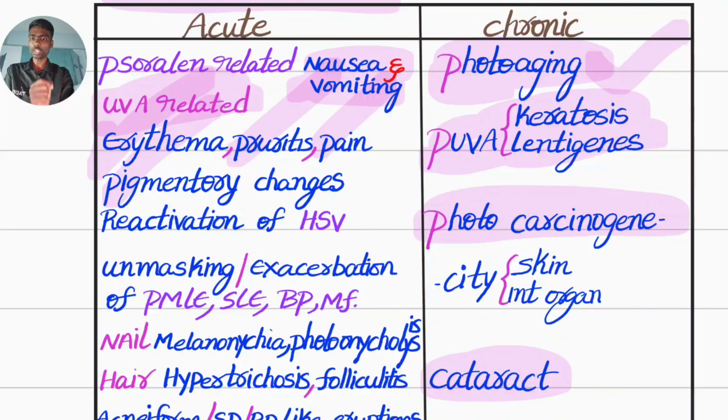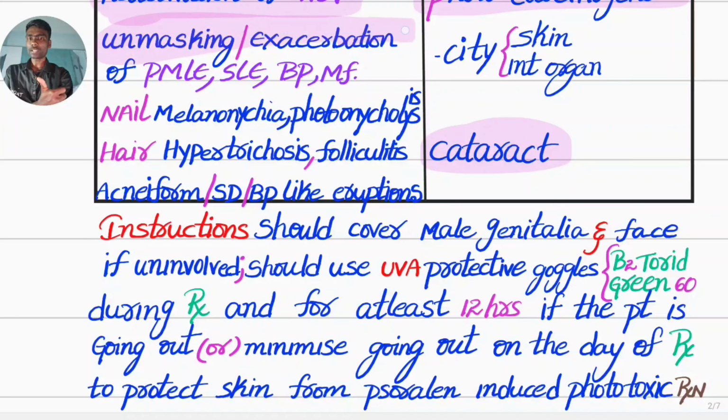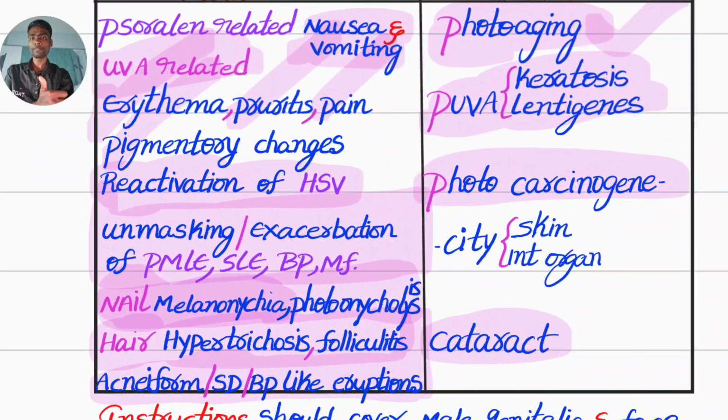Wherever we are suppressing the immunity, there is a possibility of reactivation of HSV. No need to mug up. Unmasking or exacerbation of PMLE, SLE, BP, mycosis fungoides. In nail, melanonychia, photoonycholysis. It is stimulating all steps of melanogenesis. In nail, it may cause melanonychia. In hair, hypertrichosis, folliculitis, acneiform eruptions, seborrheic dermatitis, and BP-like eruptions may also occur acutely.